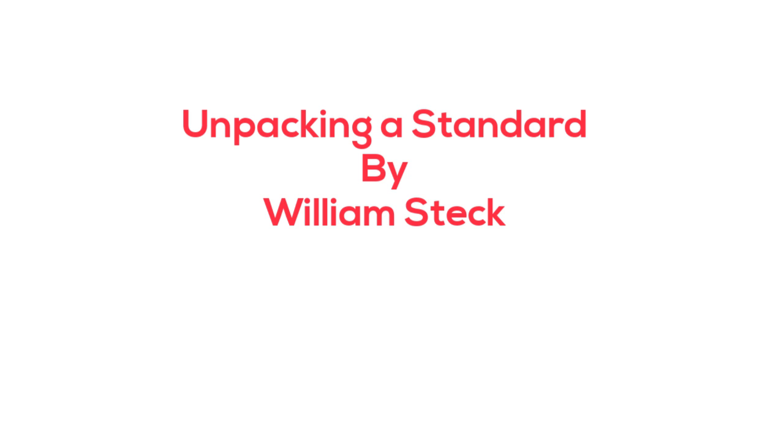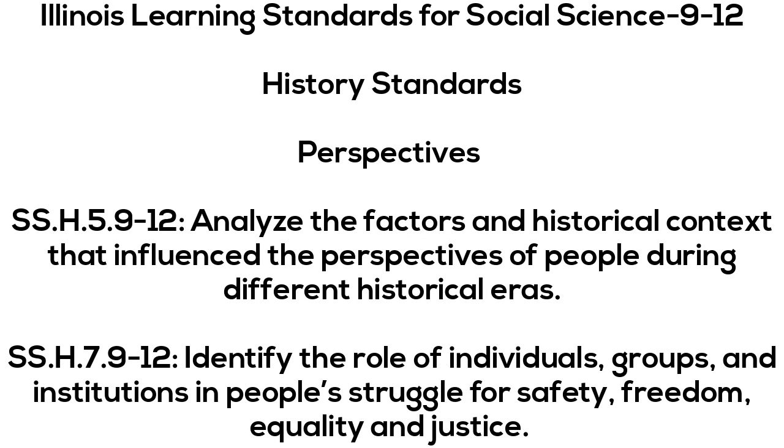The two standards that I have chosen to look at are Illinois standards, social science, history, ninth through 12th grade standards. And here they are. I have chosen from these two standards social science, history, 7.912, identify the role of individual groups and institutions in people's struggle for safety, equality, and justice.